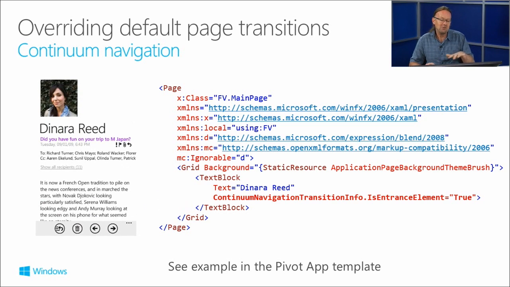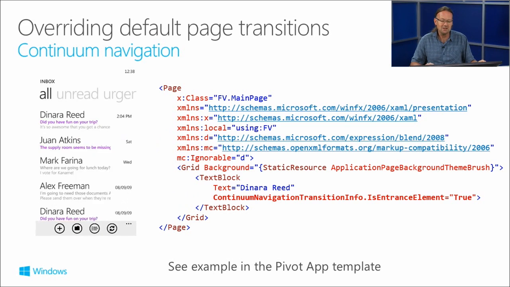You have to put some XAML into the leaving page, but part of that is on the landing page. You put this highlighted XAML on the right there, which says ContinuumNavigationTransitionInfo.IsEntranceElement equals true. With that, you're identifying the element that's going to come in from the top, the text in this case. And then, like I said, there's some other animation. There's some other XAML you put on the exit page as well. Look at the pivot template. Create a new app to find out how to do it.